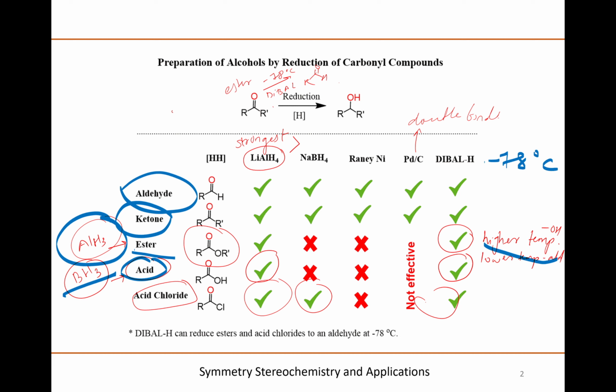Okay, different outcome. Acid chloride can be reduced by LAH, sodium borohydride, and DIBAL-H. But Raney nickel and palladium charcoal are ineffective in all these cases, in case of acid, ester, acid chloride. Okay, palladium charcoal is mainly known for reduction of double bonds, whereas Raney nickel is used for some specific reductions, not the ester, acid and acid chloride. We have discussed these things in short. Then we'll move to the next question.